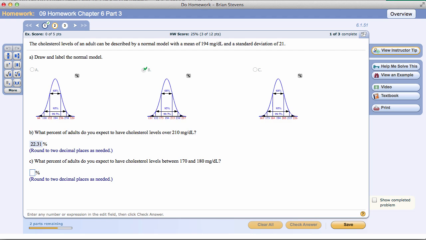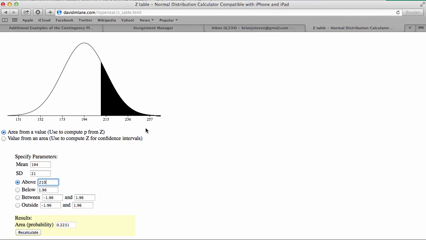What percent of adults do you expect to have cholesterol levels between 170 and 180? Now I want to highlight something about this question. This one right here is a perfect one to use the normal CDF on. If we go to second vars again on our calculator and do normal CDF, it will have the lower 170, comma, 180, comma, mean, which is 194, comma, standard deviation, which is 21. If your calculator prompts you for them, you do not need to enter in the commas.